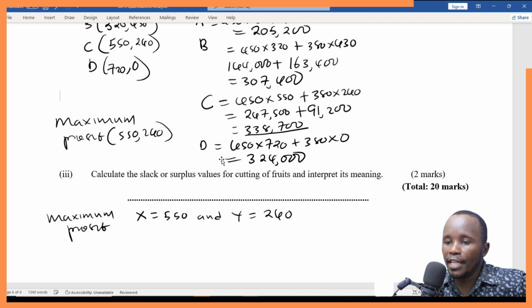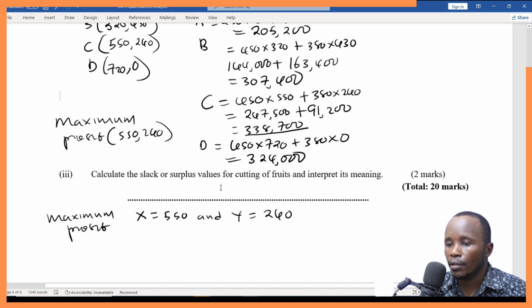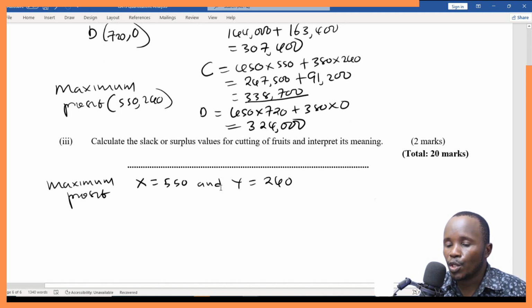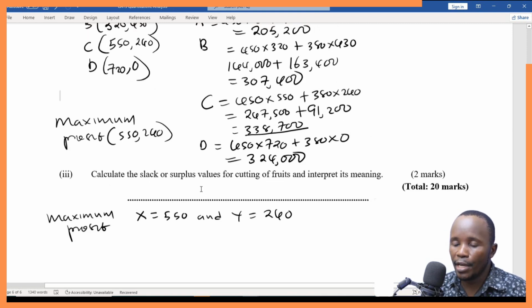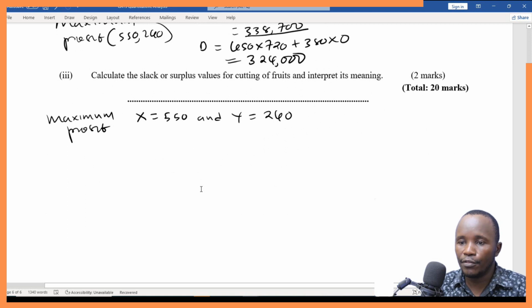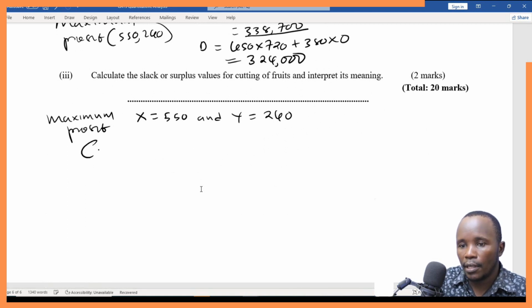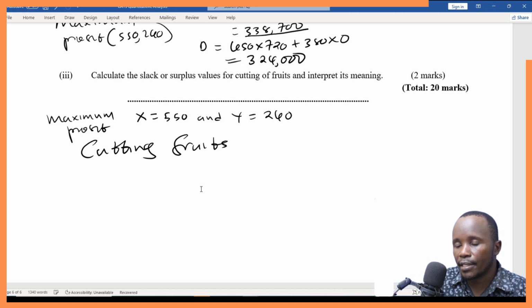Now, calculate the slack or surplus value for cutting the fruits and interpret its meaning. So, at maximum profit, we are talking about cutting fruits. We want to know what was their surplus. Was there surplus time in cutting fruits?